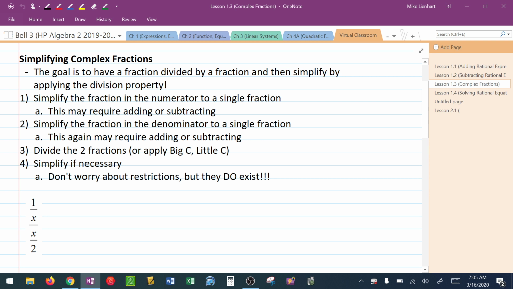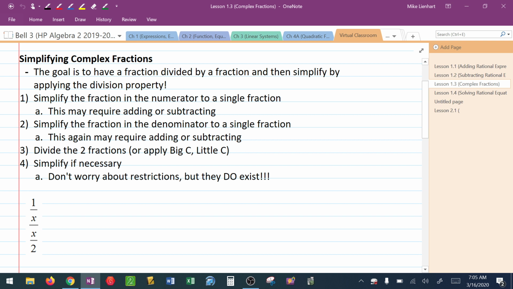So the goal that I always think of is that we need a fraction divided by a fraction. In other words, we're going to have a rational expression, maybe in the numerator, maybe in the denominator. We need to simplify them so that I end up with a scenario where I have a fraction divided by a fraction. All right?